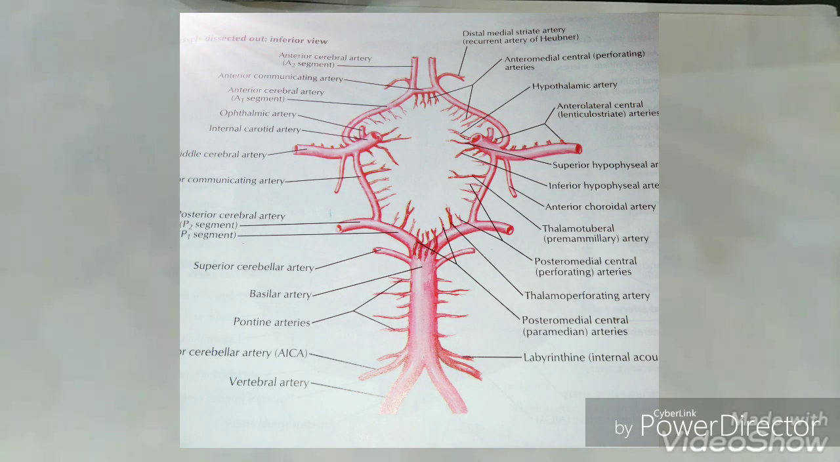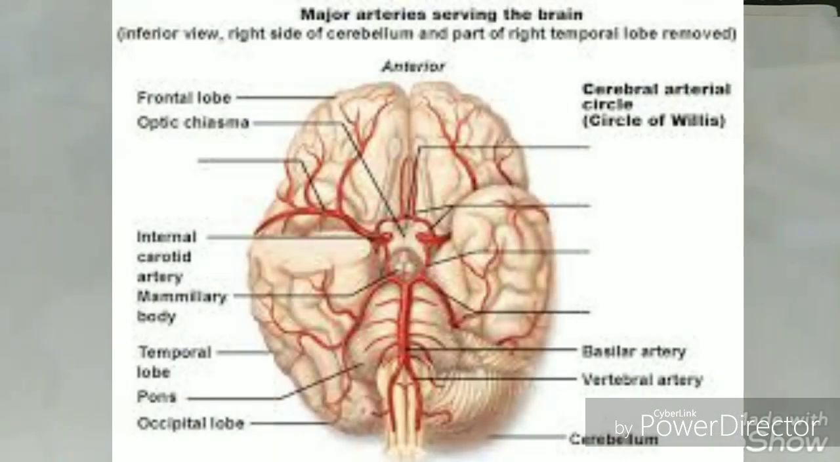Circle of Willis is actually a collection of arteries, as you can see here, which supplies the different parts of the brain. In the picture you can see that it seems very complex, but I will break it down into easier components for you.